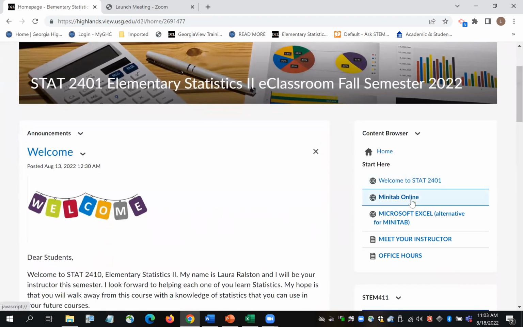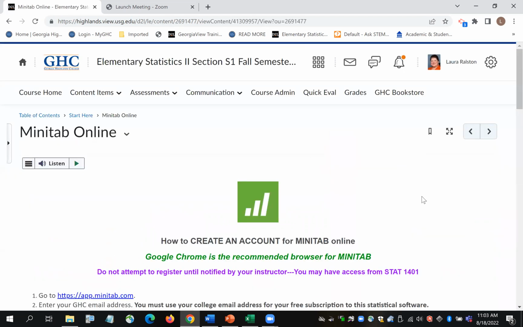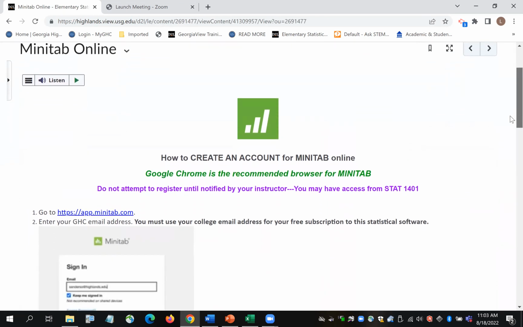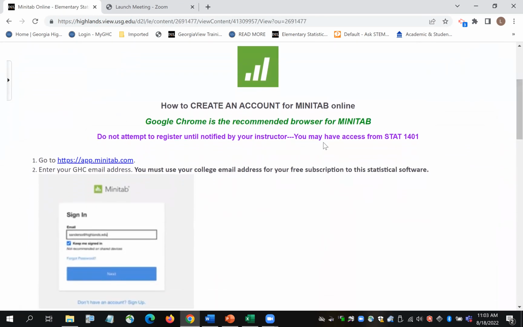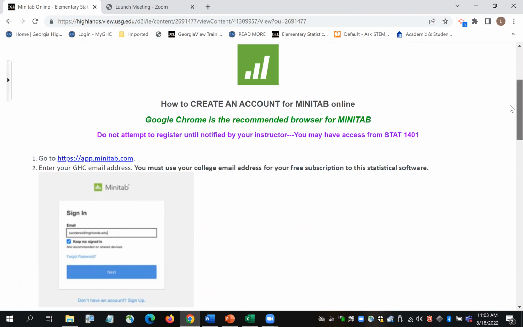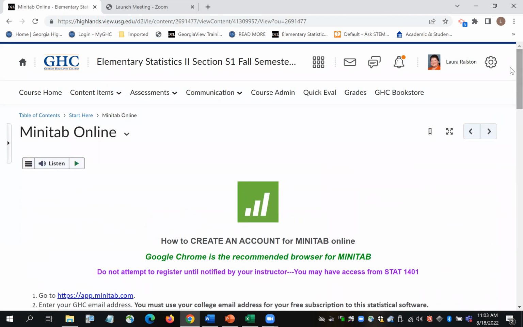But there are instructions under the Start Here folder. There's one labeled Minitab Online, and it gives you step-by-step instructions with screenshots on how to download Minitab to your personal computer. Okay, thank you.